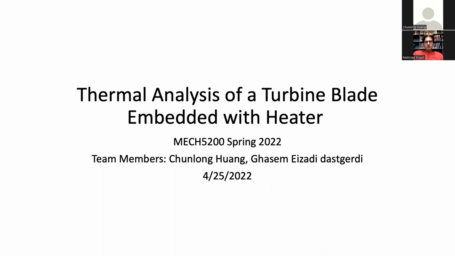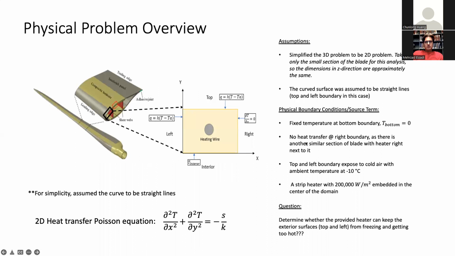Here we're going to present our semester project. So just to give a quick overview of the physical problem that we are trying to solve here. In this project, we perform a thermal analysis of a section of the wind turbine blade that is embedded with heaters. The heater here is really used for preventing the turbine blade from freezing or getting too hot.